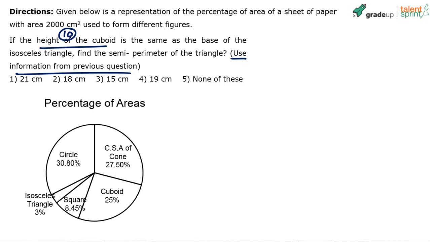It's an isosceles triangle, right? You know what semi-perimeter is? Semi-perimeter is half of the perimeter. So find out the perimeter of the triangle and then take half of the perimeter. You have 1 minute for that. Chalo, let's take it up.